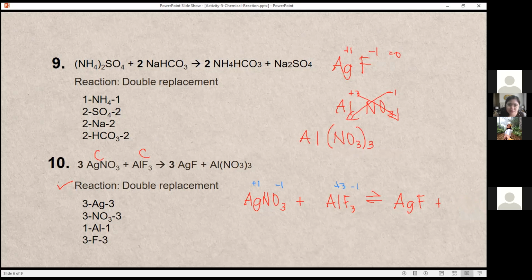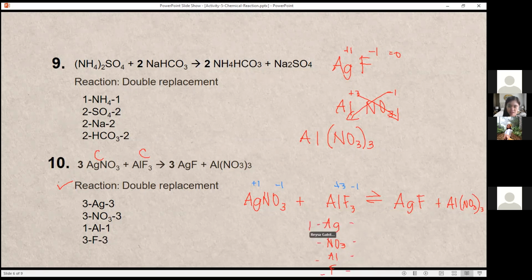So this becomes now Al(NO3)3. And since this is not a balanced equation, if you balance this, you have your Ag. And take note, hindi ko siniseparate si polyatomic ion. Bakit? Kasi ang nitrate dyan, nitrate pa rin naman sa kabila. NO3 pa rin naman siya.